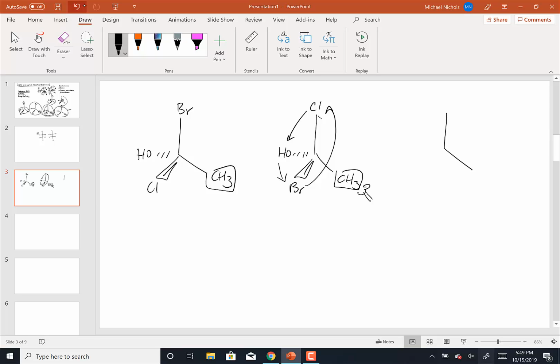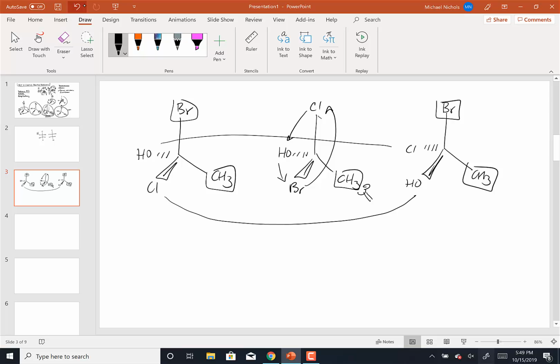If these two were enantiomers, what would happen is I still have the CH3 lined up. Now the bromines are lined up, but notice that if the chlorine comes down here and the OH comes here, I can't line up the Cl and the OH. So I can only line up two groups and not all four. If that's the case, then in a one carbon case, this would be enantiomers, and those chiral centers would be mirror images.